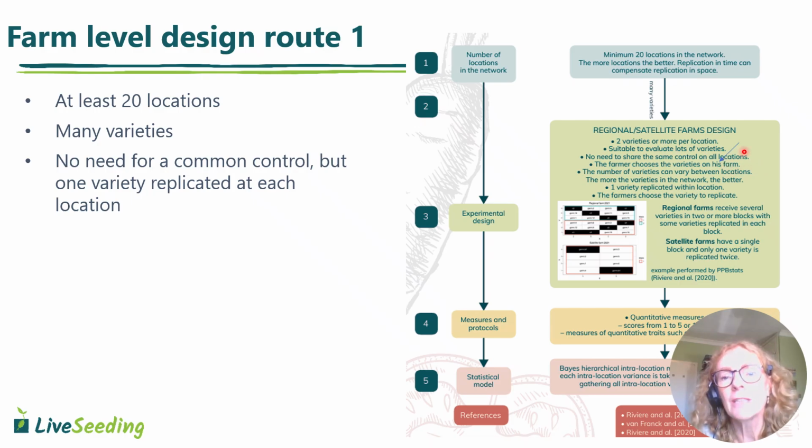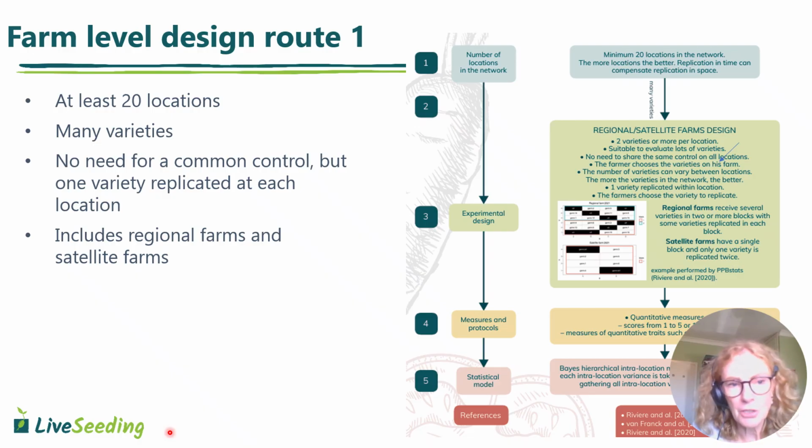Oh, and this is where I have a little arrow here. I've just noticed that, because of course that should be on their farm, because a farmer might not be a man. Just a little point I noticed there. Number of varieties can vary, more varieties better, etc. And then this one here, one variety replicated within the location.